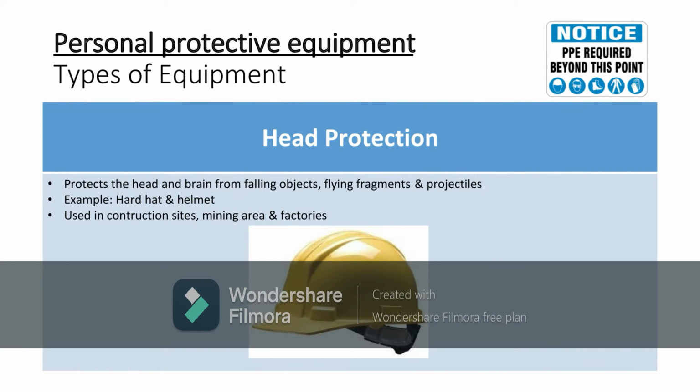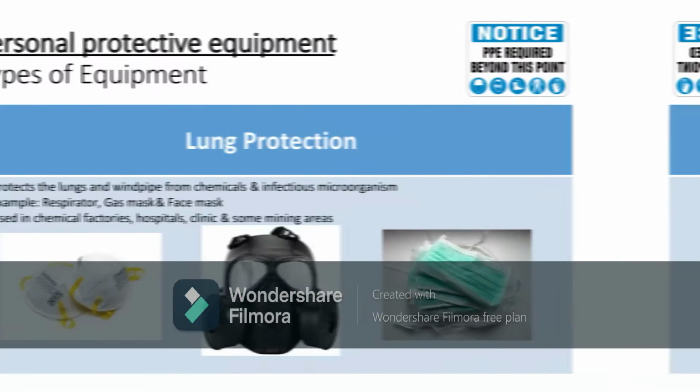The first type of equipment is the head protection. The head protection protects the head and brain from falling objects, flying fragments, and projectiles. It is commonly used in construction sites, mining areas, and factories.